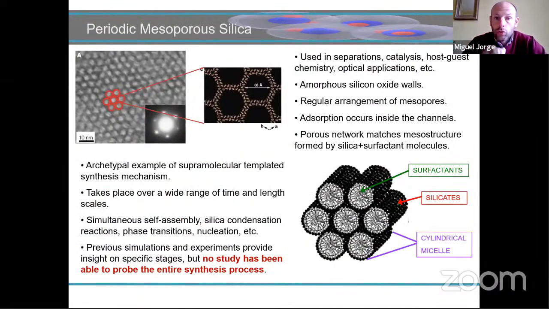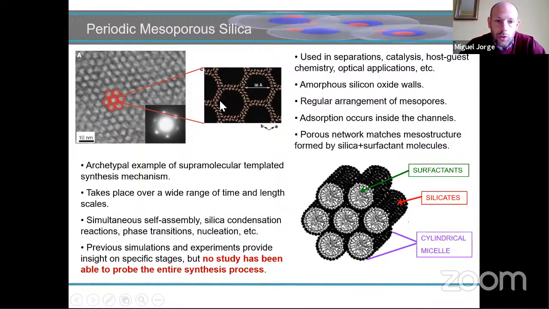So I'm going to talk to you about three examples of materials that we deal with. And the first is the very typical example of mesoporous silica. Many of you will know this class of materials. The typical example is MCM41, and this is an electron micrograph picture of MCM41.